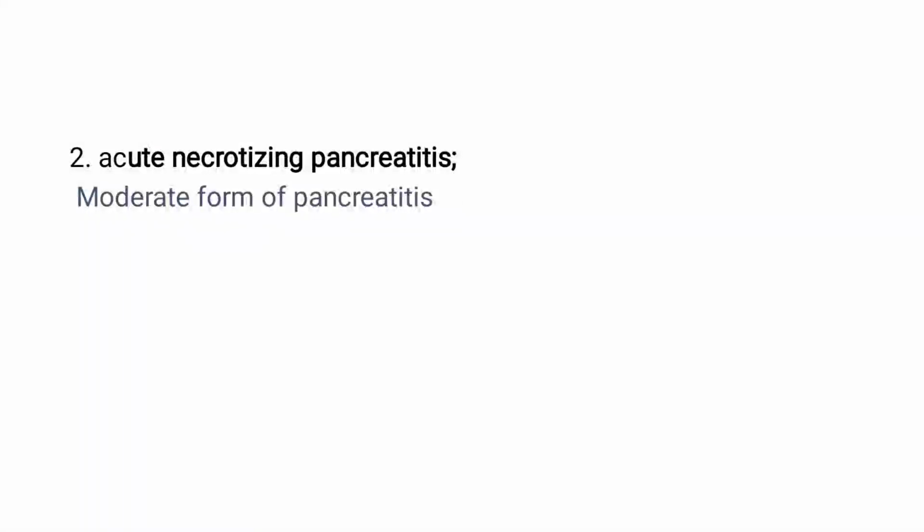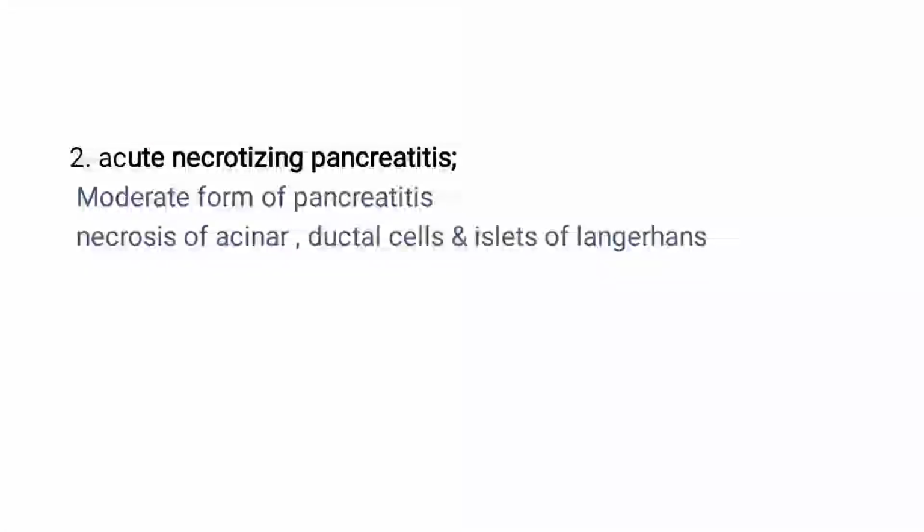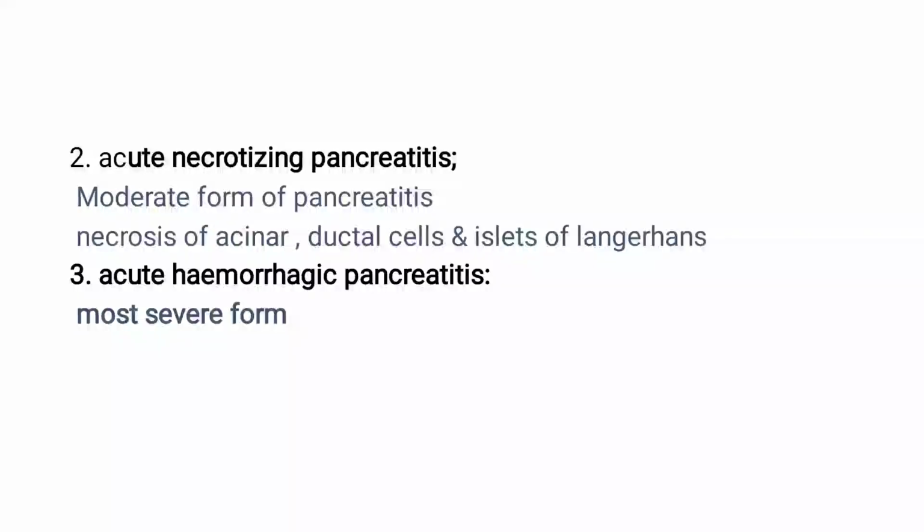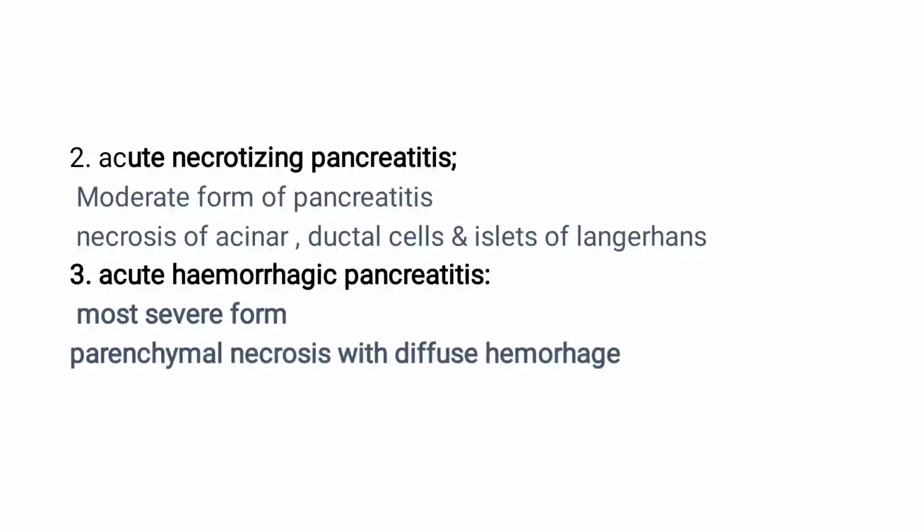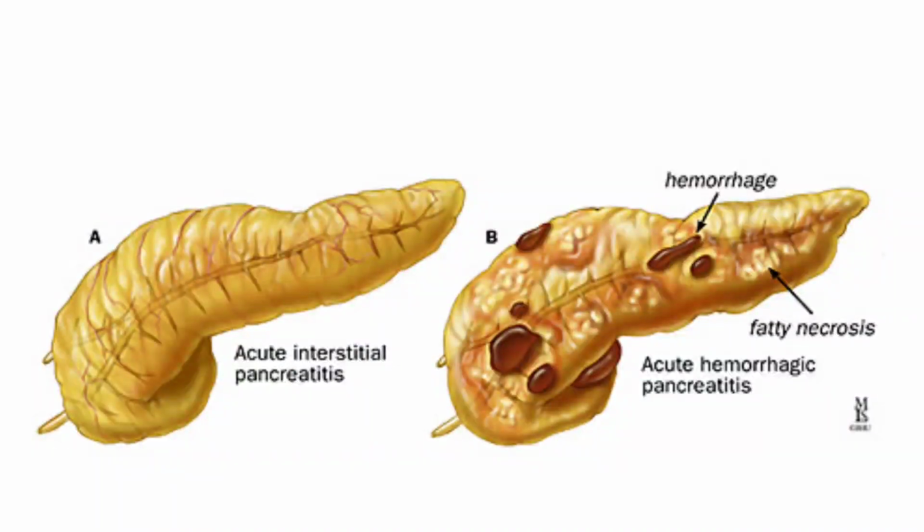the three cells that we have discussed. We have histologically three cells: the acinar cells, ductal cells, and islets of Langerhans. Now remember, this is the moderate form of pancreatitis. The most severe condition is acute hemorrhagic pancreatitis. In this condition, you will see parenchymal necrosis with diffuse hemorrhage. Let me show you this in this picture.